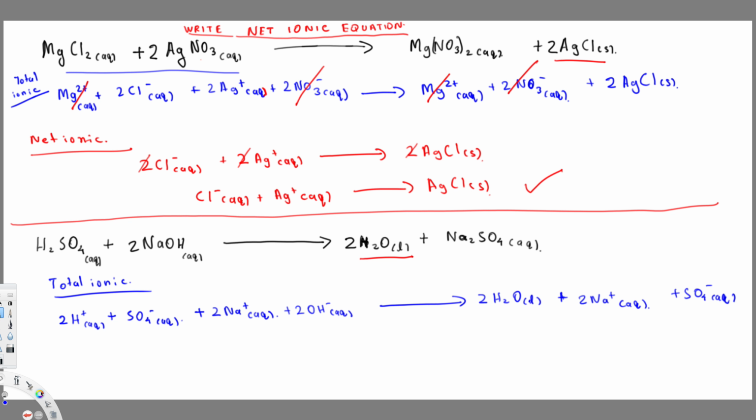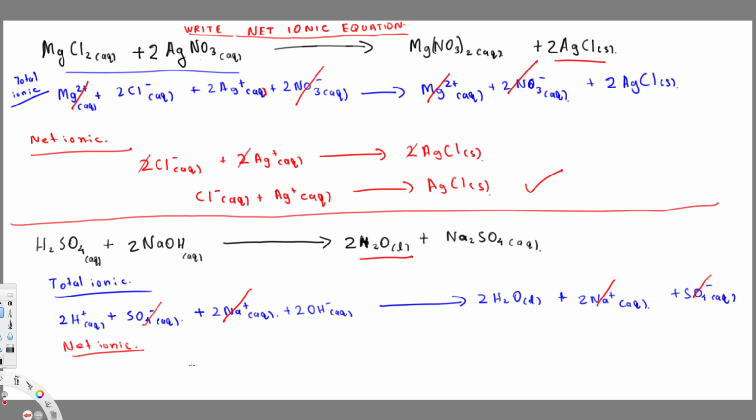To find the net ionic, I have to do as I did before. I have to cancel equal things on both sides. So let's see what similar things we have. We have 2 Na plus on both sides, so we can cancel this. We have SO4 minus on both sides, we can cancel that one. And the remaining things are water and H plus and OH minus. So that's going to be the net ionic equation.